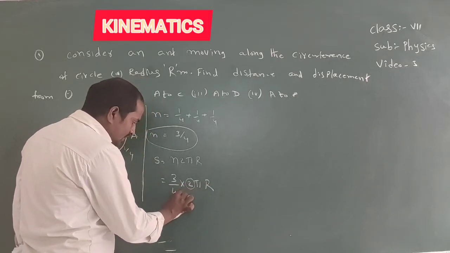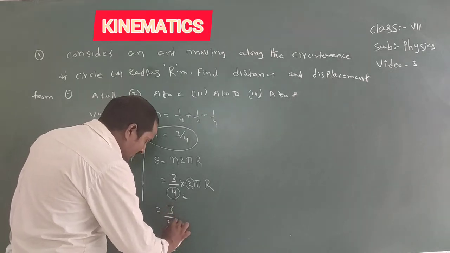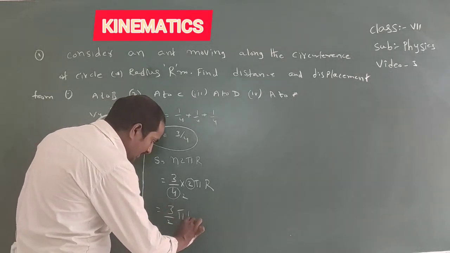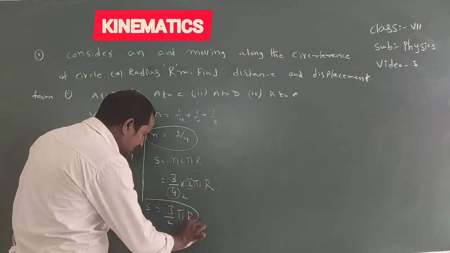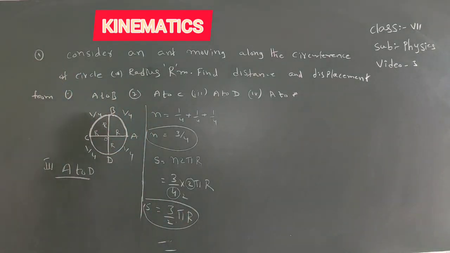Two ones here, two 2s. What is the remaining value here? Three by two into pi r. It is a distance if n equals 3 by 4. So distance equals 3 by 2 into pi r.